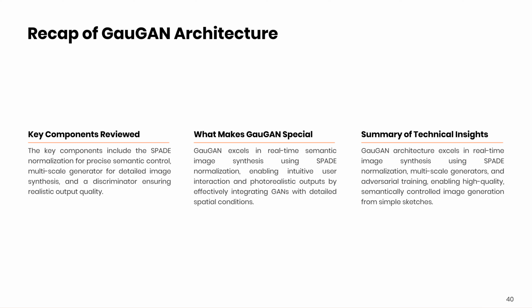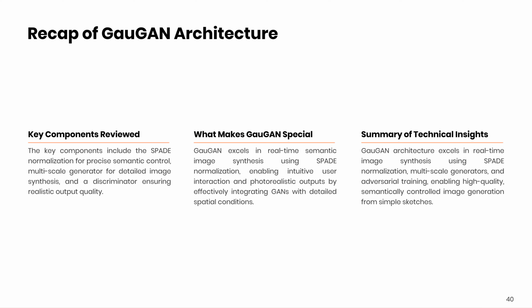This spatially adaptive gating is applied throughout the network, preserving fine layout details even as the image goes through many refinement stages. It's a powerful way to inject strong prior knowledge about structure while leaving the actual texture synthesis to the generator. Second, the multi-scale generator.